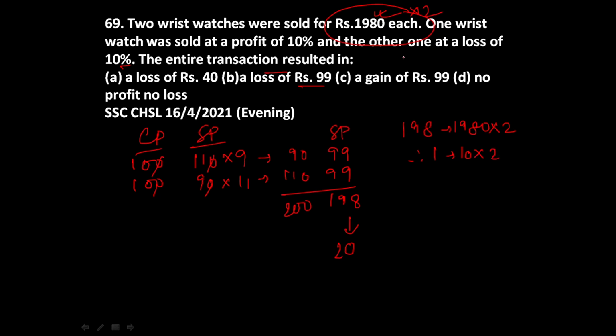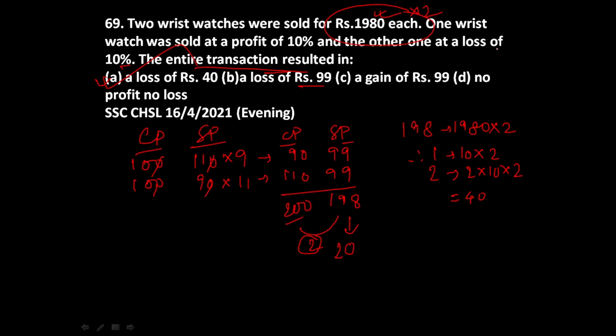So what's the question? The question is the entire transaction resulted in profit or loss. Is it a profit or a loss? It's a clear loss. 200 is the total CP, whereas the total SP is 198, so it's a loss of 2. So the value of 2 will be 2 into 10 into 2 equals 40. So it's a loss of 40. Clear? We have to do it like this, not by calculating on 1980. It will be a critical one and lengthy too.